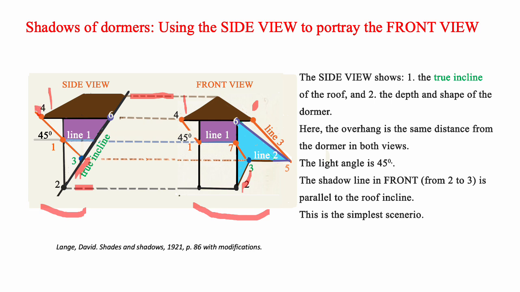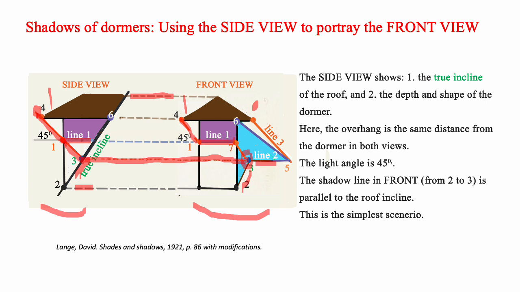So first, let's draw a light ray from the corner of the dormer roof down to the dormer itself to get line 1, and we can do that in both views. Next, we need to find point 3, and to do that, we go to the side view and find where the light hits the roof. That's as far as the light can go. So we transfer that position over to the front view, and that gives us point 3.